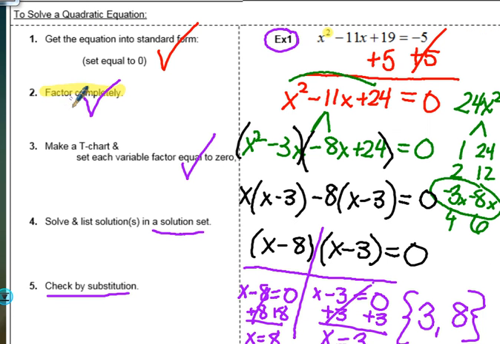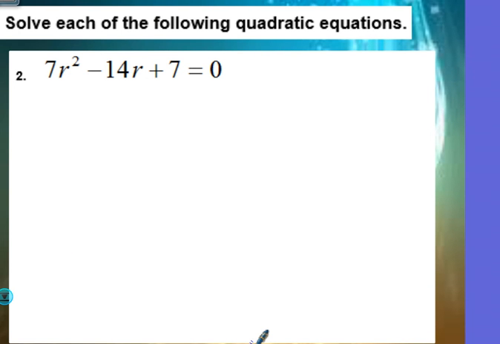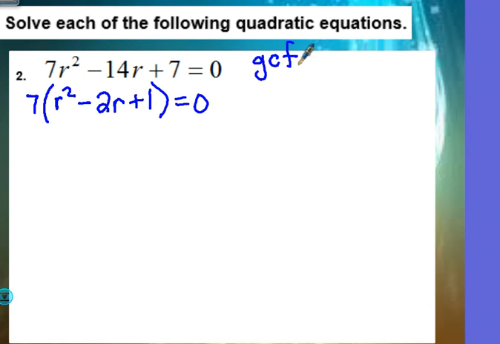Step 2 says to factor completely. Remember to ask yourself, is there a GCF? In this case, the answer is yes, the GCF is 7. 7 times r squared would give me 7r squared minus 2r plus 1. So we just did GCF, and let's see if we can factor again. I see a trinomial here, so that must mean I can do the AC method. So I'm not done factoring just yet.